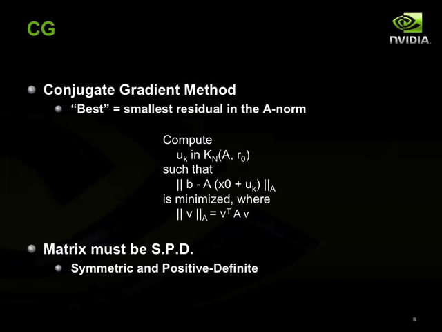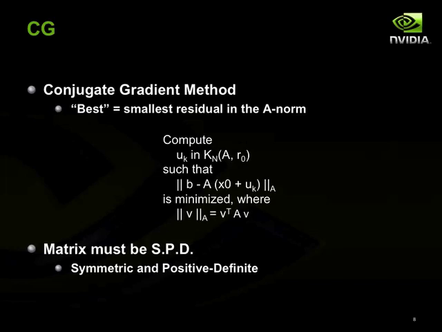So if we looked at GMRES, we wanted B transpose V to be as small as possible. With conjugate gradient, we want B transpose AB to be as small as possible. The reason this makes sense, and it actually turns out to be quite a bit faster, is that it imposes a restriction on the type of matrices we can use. For CG, the matrix has to be symmetric and positive definite.